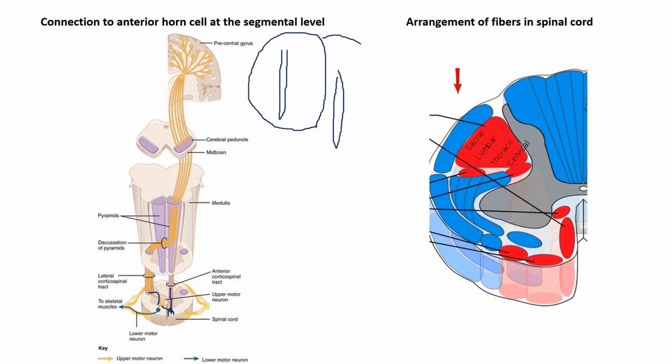So this is the opposite half. Here you have the anterior horn cell. At a segmental level, it is going to say the C6 segment or C7 segment. So this crossed pyramidal tract connects to the anterior horn cell. The uncrossed also connects to the anterior horn cell. Then this comes out as the motor neuron.